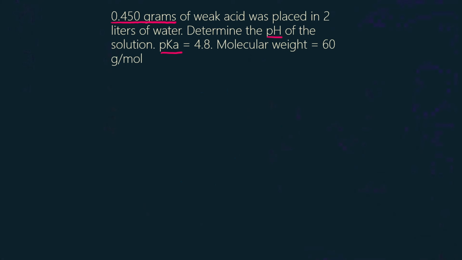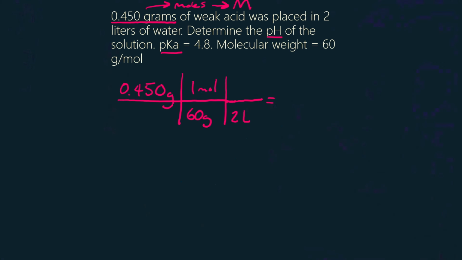Here we have grams of weak acid, the pKa, and we need to find the pH. Using the molecular weight, we can convert the grams to moles, and we can divide this by the volume to get us our molars. So let's do that. First, with our grams of weak acid, we'll set up the stoichiometry table to look like this. And this gets us the concentration of the weak acid.